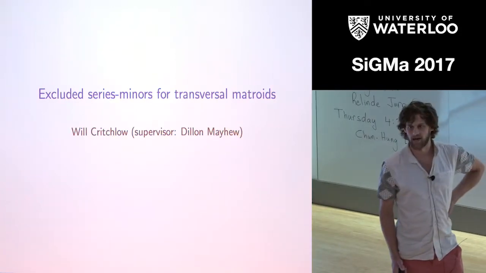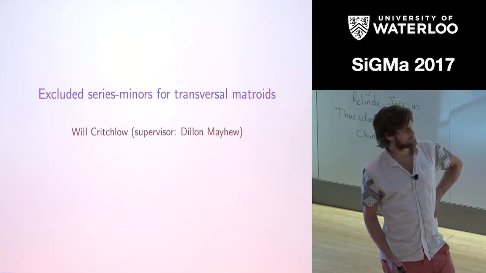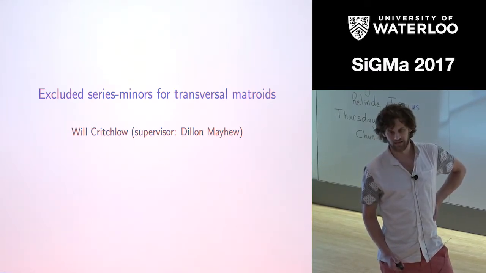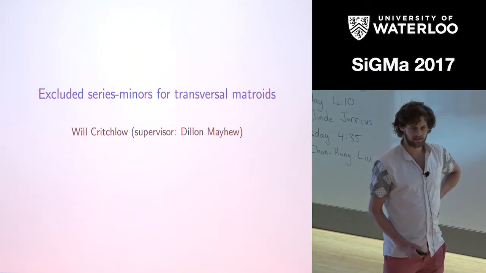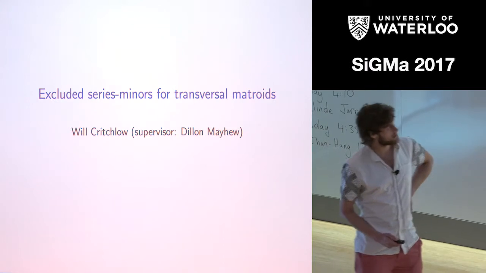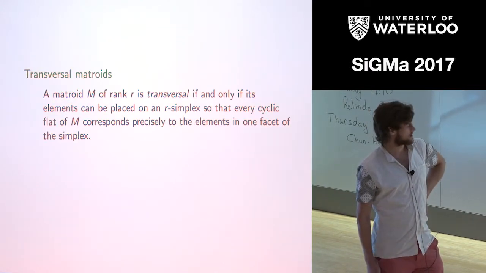The result I want to talk about today is that the class of transversal matroids of rank R can be characterized by finitely many excluded series minors. And if I can get through all the definitions and background in time, I hope to give a sketch of that proof. So I'll kick straight into it, I guess.